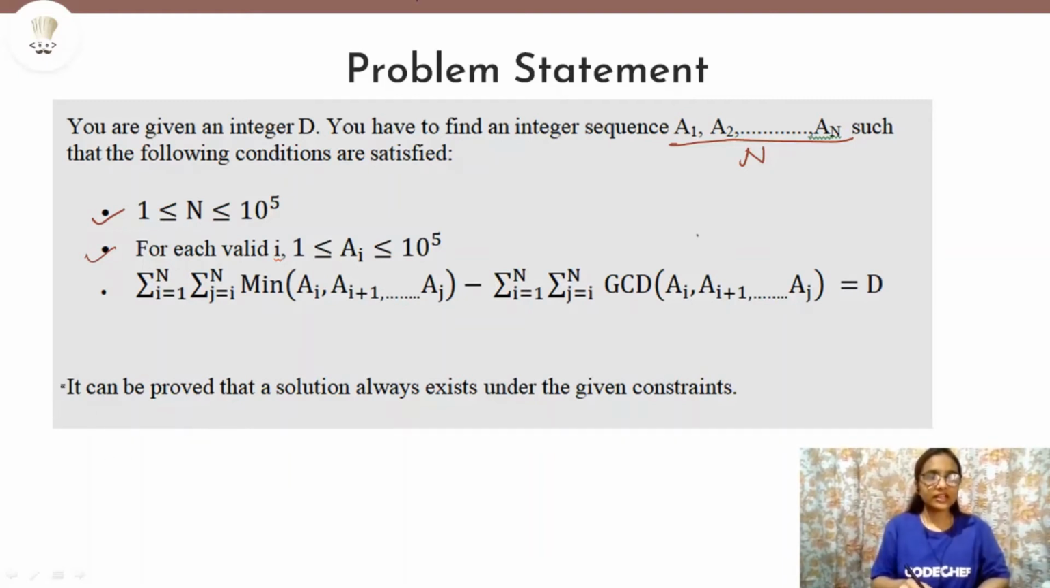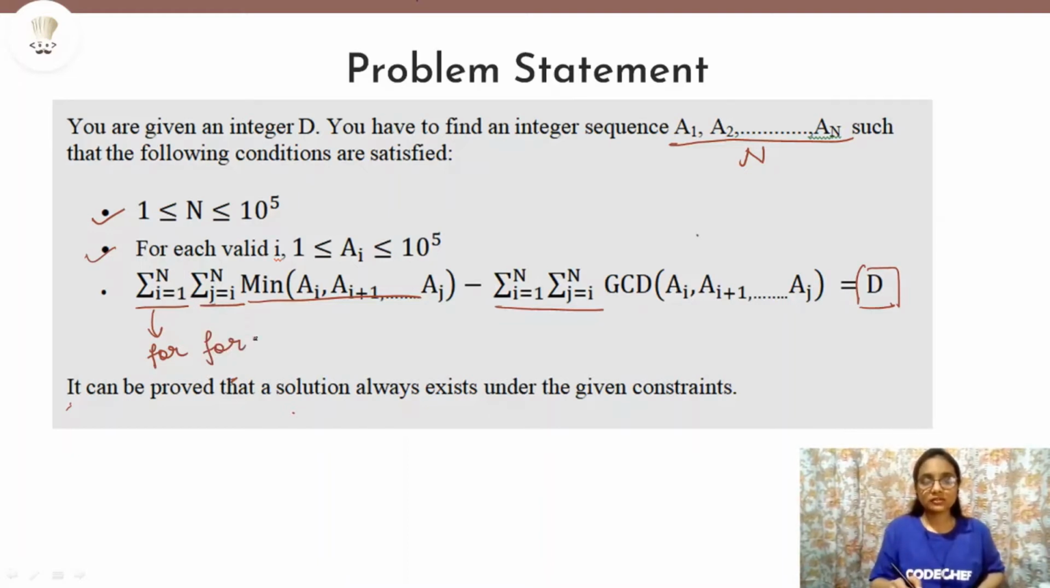And now the third condition. This is an expression, and this expression will evaluate to d that was given to us. Like here, in the first line you can see that we are given an integer d. So this expression will evaluate to d. Now in this expression you can see that we are given two summations. The first summation runs from i equals 1 to n, and the second summation runs from j equals i to n. So this seems like a nested for loop. We can have two for loops for these summations.